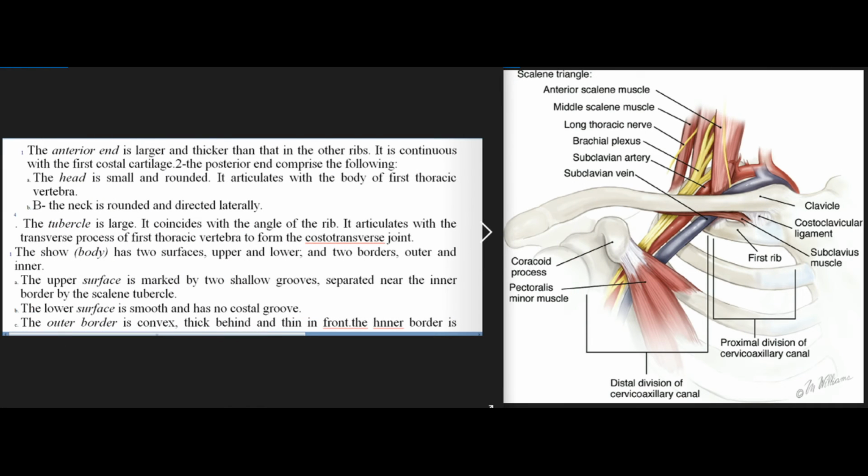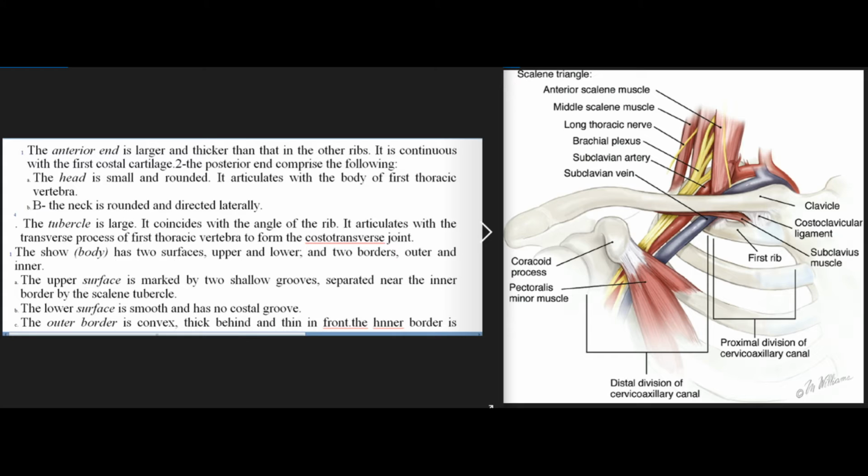Features of second rib. 1. The anterior end is larger and thicker than that in the other ribs. It is continuous with the first costal cartilage. 2. The posterior end comprises the following. A. The head is small and rounded. It articulates with the body of first thoracic vertebra. B. The neck is rounded and directed laterally. C. The tubercle is large. It coincides with the angle of the rib. It articulates with the transverse process of first thoracic vertebra to form the costotransverse joint.